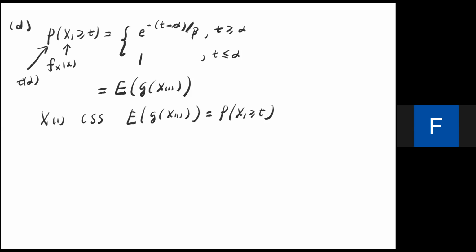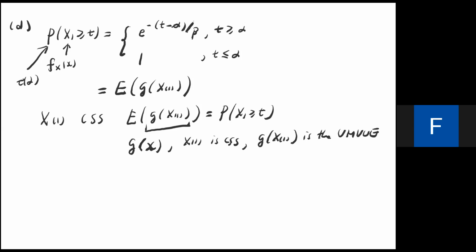The goal is trying to find the g function. If I can find the g function, then by Lehmann-Scheffé, I also know that X1 is the complete sufficient statistic, so I can claim that g(X1) is the UMVUE. So the point is, what's the g function then? That's our goal. Our goal is trying to find the g function.